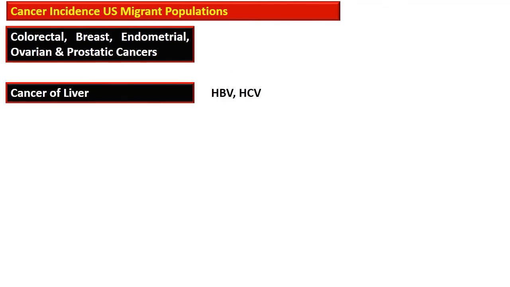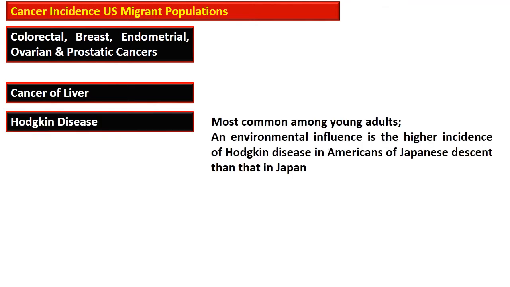The immigrants who come from areas where hepatitis B and C virus infections are endemic develop cancer of the liver, while in poorly developed countries, the childhood form of Hodgkin disease is most often reported. In developed Western countries, the disease is more common in young adults. This pattern is characteristic of viral infection. Further evidence for the environmental influence is the higher incidence of Hodgkin lymphoma in Americans of Japanese descent than that in Japan.